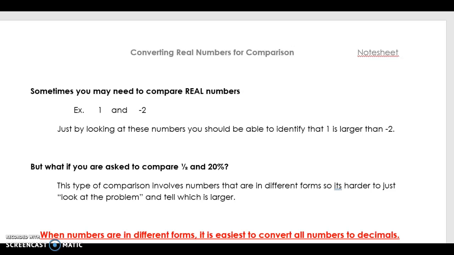But what if you're asked to compare different types of real numbers, like 1/2 and 20%? This type of comparison involves numbers that are in different forms. So right away, it's a little bit harder just to look at it and tell which is larger. As we looked at last week, numbers can come in all types of forms: fractions, decimals, percents. When you have numbers in different forms, you are to convert all numbers to decimals. This is kind of the easiest method in order to make a comparison between the two.